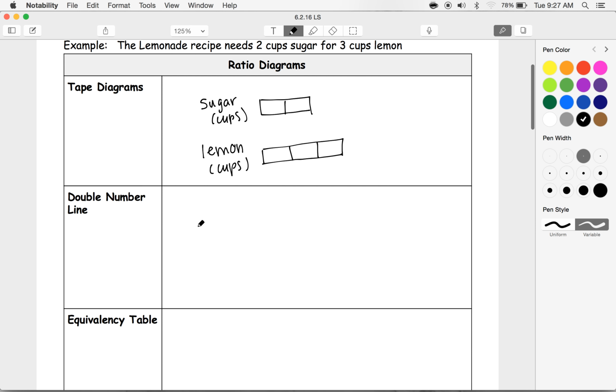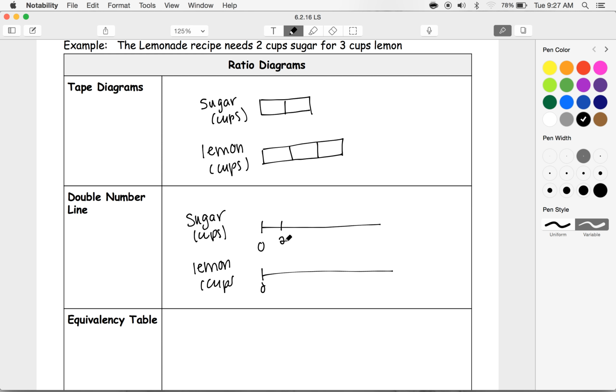For a double number line, we would say sugar in cups, lemon in cups, and then I would draw my 2 lines. I would have 0, 0, and my sugar would count by 2, and then my lemon would go right underneath, so all the tick marks line up and would count by 3s.